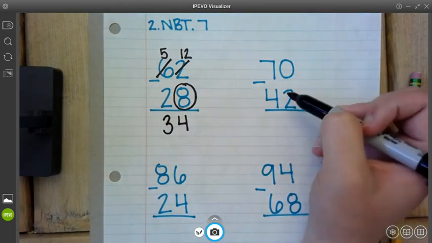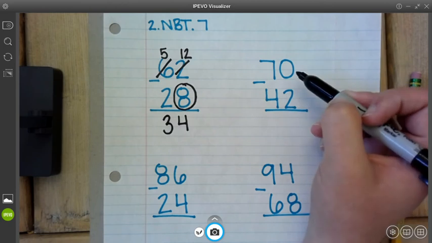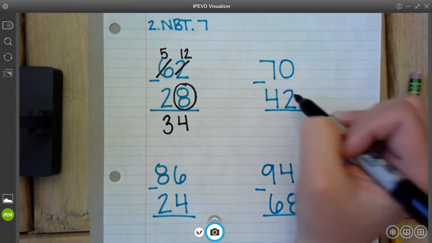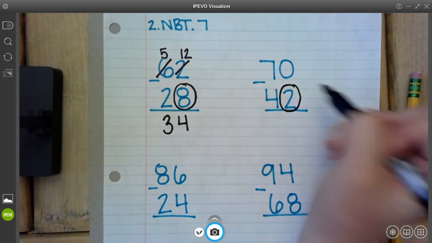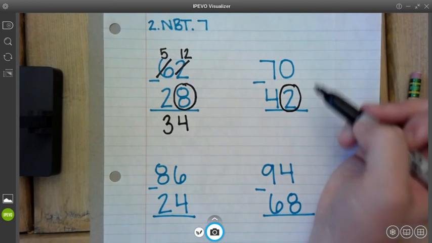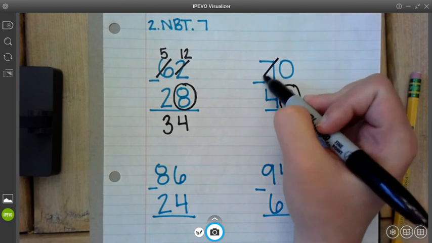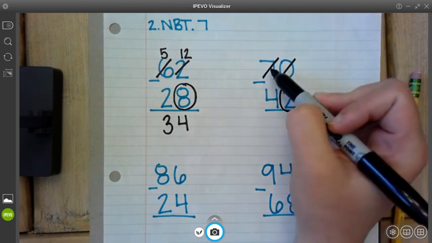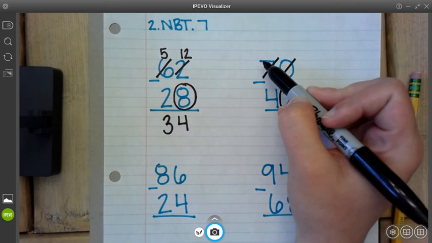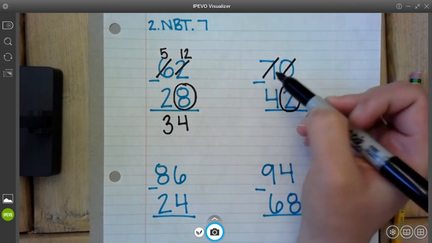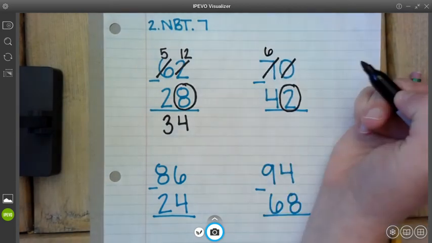The next problem is 70 take away 42. In the ones place, we have 0 and 2. The bigger number is 2, so we circle it. If the big is on the bottom, we borrow 10. So we're going to cross out the 7 and the 0. So we're going to borrow from our tens place. So that 7 we're going to borrow 1 from, and that becomes a 6.